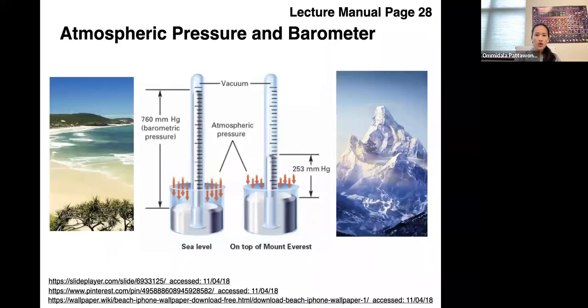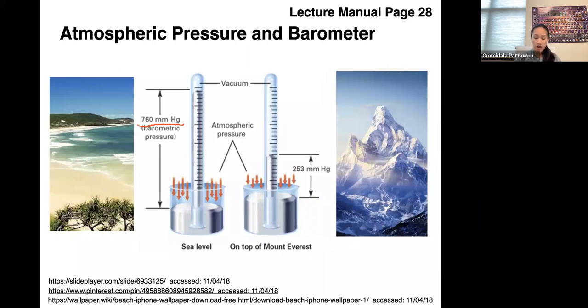If you're looking at two different places, at sea level, as I mentioned before, atmospheric pressure is going to be 760 millimeters of mercury. However, if you go to a higher altitude, that is not going to be the case anymore.